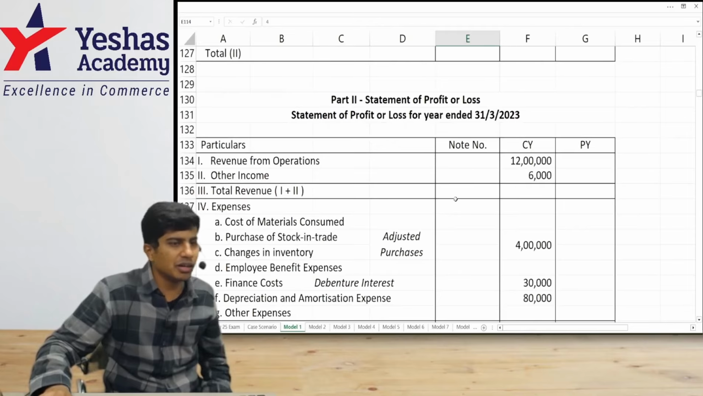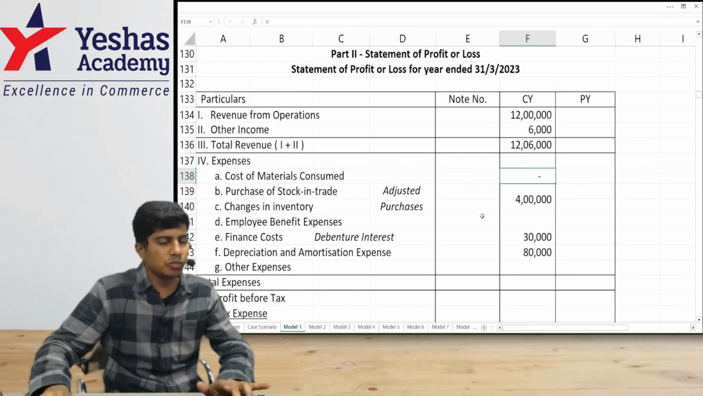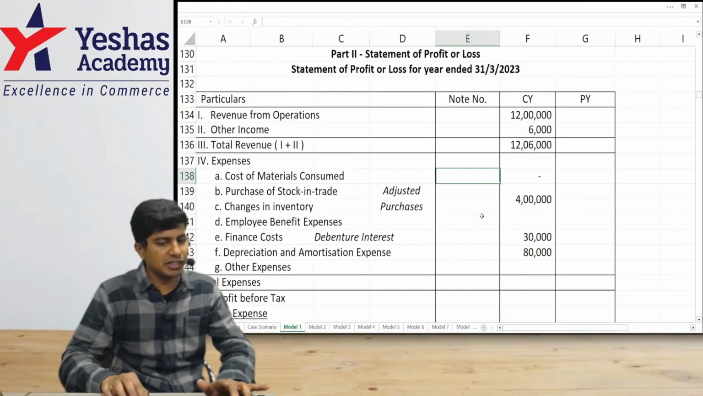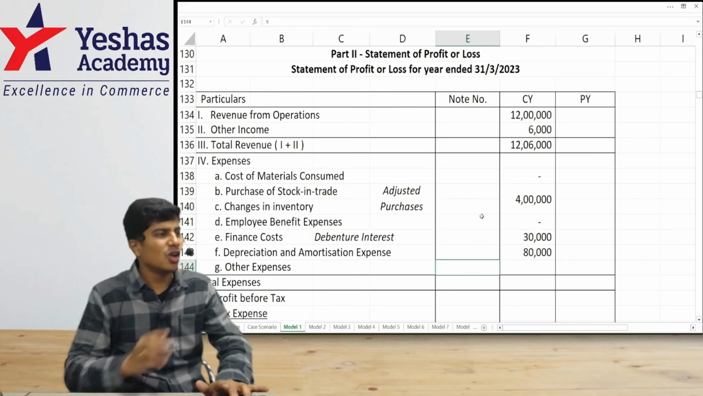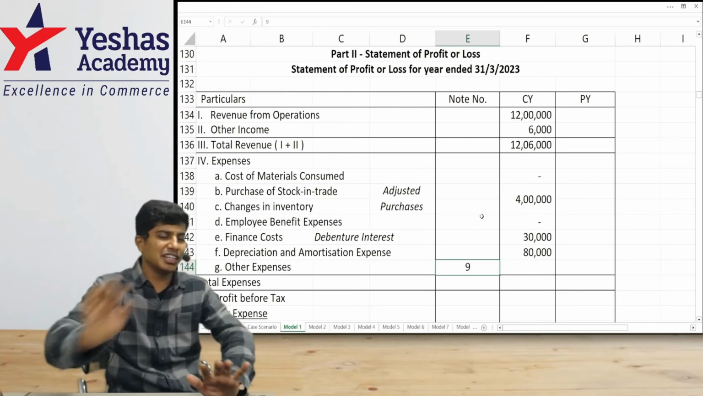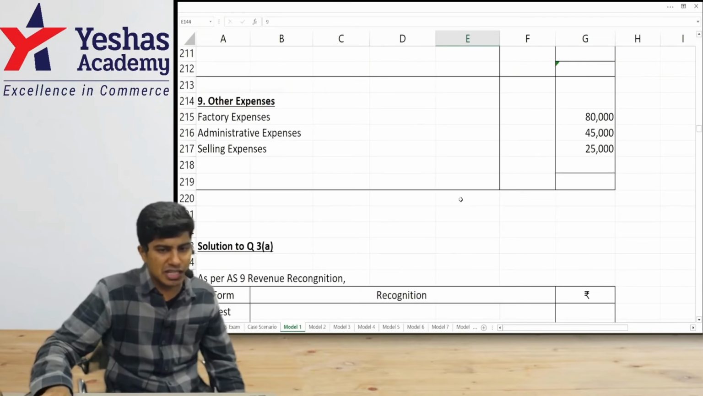Revenue from operation, other income, both are written. 12 lakh 6. And expenses, cost of material consumed is not there in this. Adjusted purchases is already written. Employee benefit expenses is not there. Salaries, finance cost and depreciation is also done. Only notes to accounts that we have is other expenses. Shall we post? How much is other expenses?